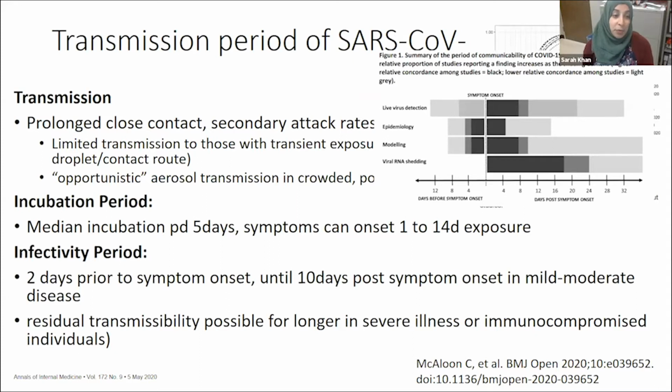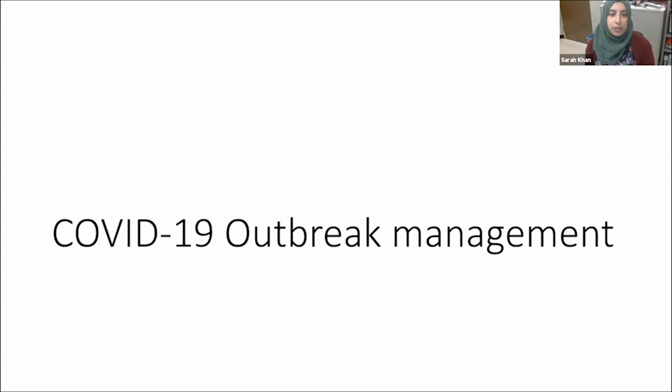And then the other important part of understanding transmission is the infectivity period. So we know that one can be infectious to others 2 days prior to symptom onset. So there is that pre-symptomatic infectious period, followed by typically around 10 days post-symptom onset in most mild to moderate disease. There is the possibility of residual transmission that could occur even longer after, even beyond day 10, but that's typically only seen in those with severe illness or those who are truly immune compromised that may be shedding for longer and do not have the immune response that the majority of the population would.